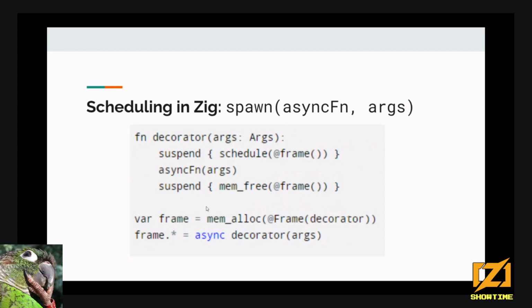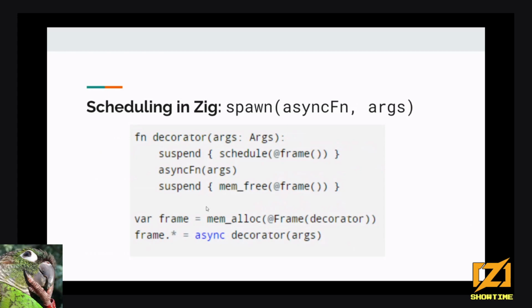So you start the frame with async call at the bottom. It reaches the first suspend point, which is the first suspend here, which will schedule a frame. So that when it continues after that suspend point, it's been scheduled onto the run queue. That means it's probably in another thread, or it's on the same thread, but it's running concurrently. And then you actually do the async function itself, and then you free the async memory because it was allocated.